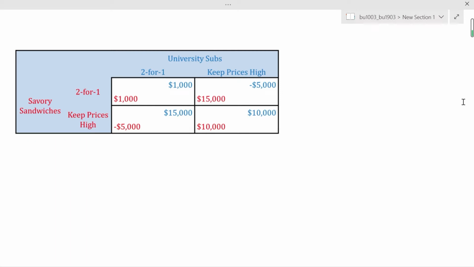A strategy is a choice of actions. The red payoff belongs to the Savory Sandwiches, while the blue payoff belongs to University Subs. Now we want to find whether either of these two players has a dominant strategy.